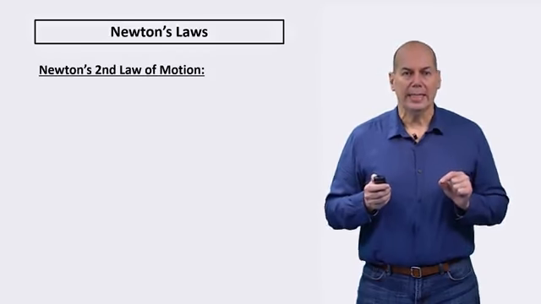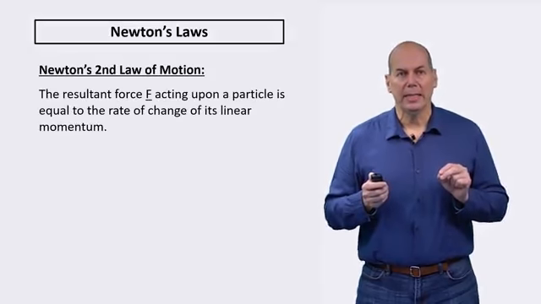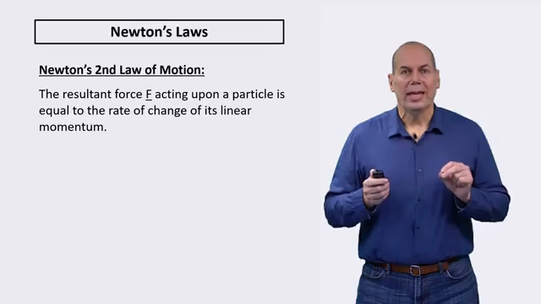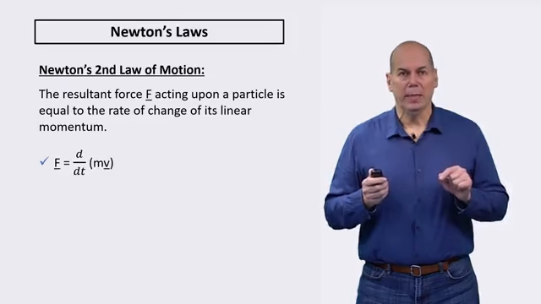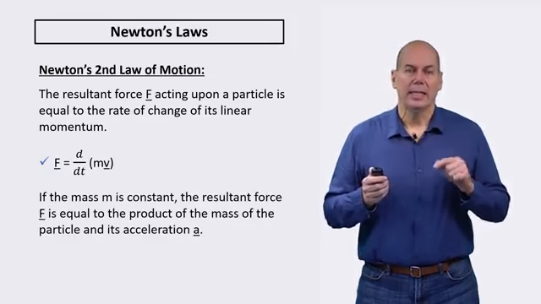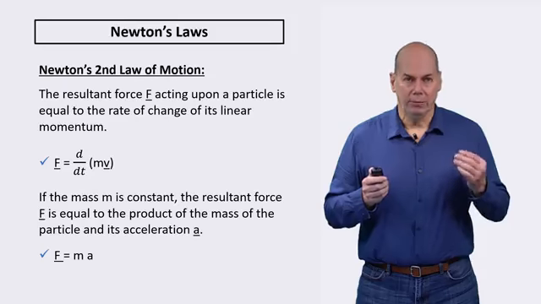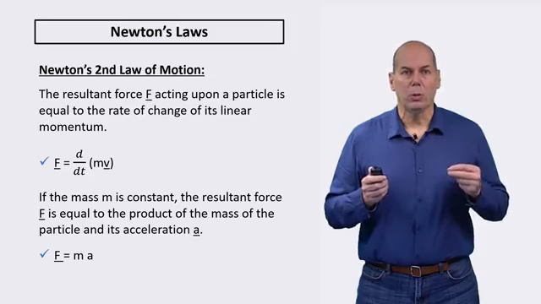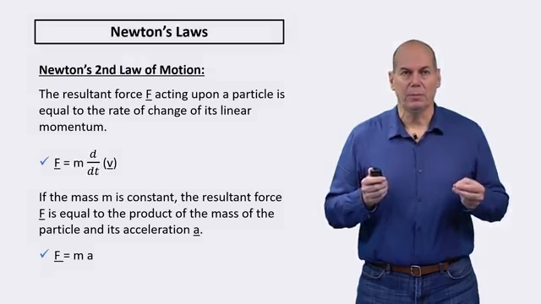Newton's second law states that the resultant force acting on a particle is equal to the rate of change of its linear momentum. In case where the mass is constant, this reduces to the force acting on the body being equal to its mass times the acceleration.